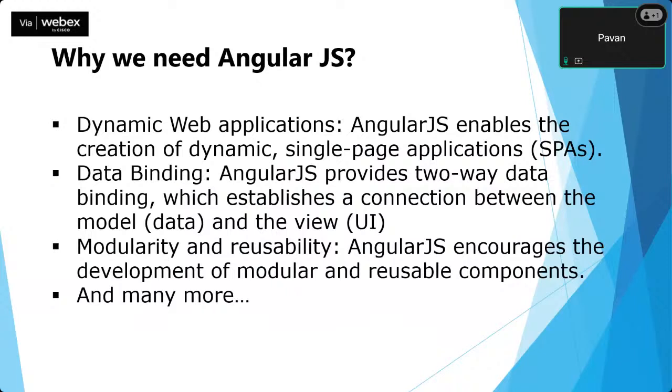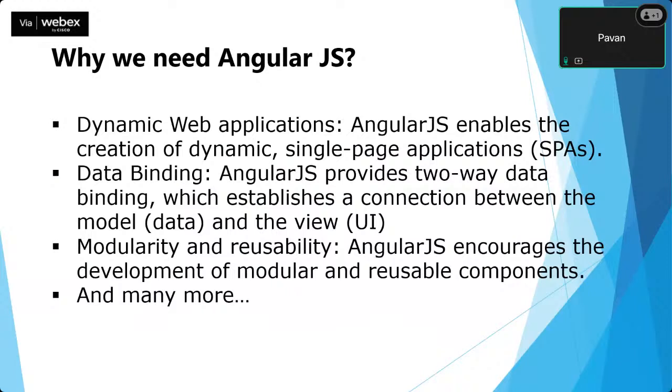So the next reason why we need AngularJS is data binding. What do you mean by binding? AngularJS provides two-way data binding, which establishes a connection between the model and the view. Your model is data and the view is UI. UI is the user interface, which is perceived by the users. And the data is the backend, like what we give as inputs.